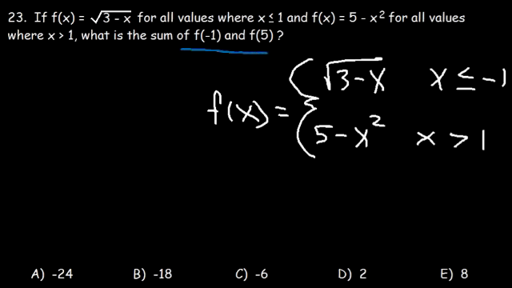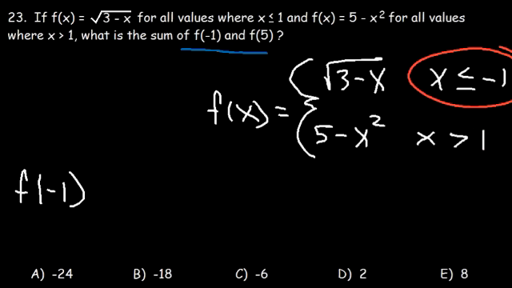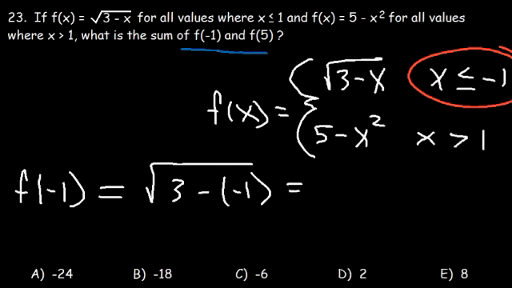So let's start with f of negative 1. If we want to find out the value of f of negative 1, should we use the first equation or the second equation? So when is x equal to negative 1? In this interval or in this interval? We know that it has to be true for the first one because x is less than or equal to 1. So let's plug in negative 1 into the first equation. So it's 3 minus negative 1, which is the same as 3 plus 1, and that's 4. And the square root of 4 is equal to 2.